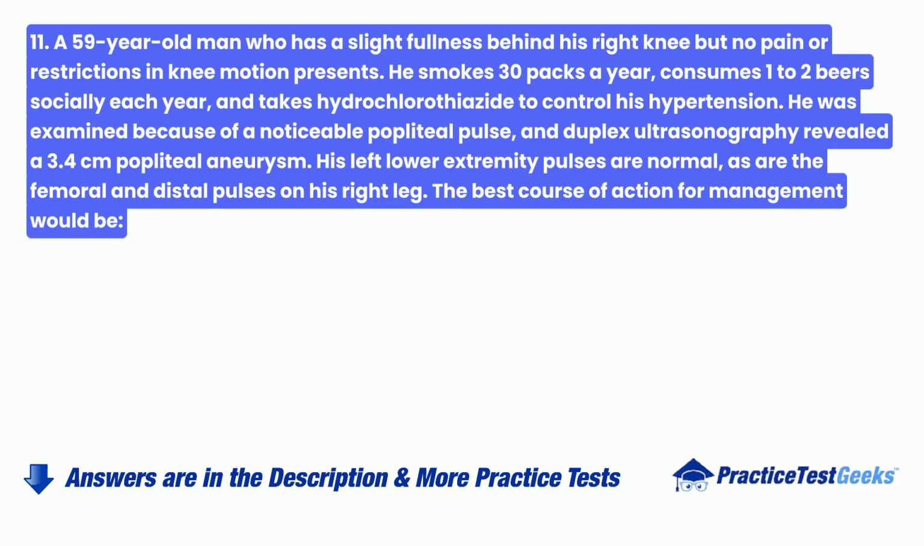11. A 59-year-old man presents who has a slight fullness behind his right knee but no pain or restrictions in knee motion. He smokes 30 packs a year, consumes 1 to 2 beers socially each year, and takes hydrochlorothiazide to control his hypertension. He was examined because of a noticeable popliteal pulse, and duplex ultrasonography revealed a 3.4 cm popliteal aneurysm.